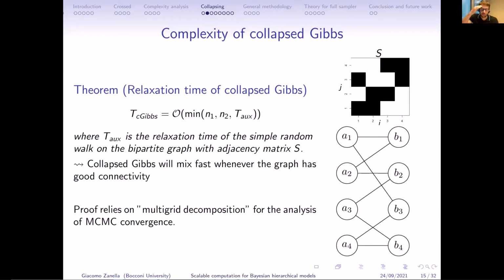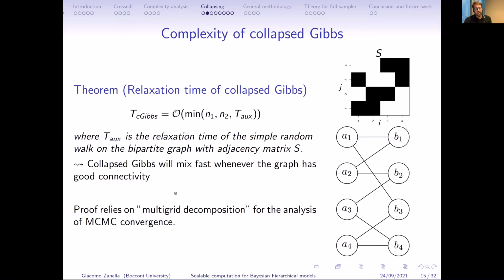And what we can show is that the relaxation time of collapsed Gibbs is of order the minimum between N1 and N2 and this auxiliary relaxation time. N1 again is the number of observations per row and N2 observations per column. And T-aux is the relaxation time of a simple random walk on the conditional independence graph of the parameters, so basically on the bipartite graph between the A_i's and the B_j's. You take the co-occurrence matrix S, which describes the pattern of observed data. This induces a bipartite graph between, say, items and users, and you look at how quickly the random walk mixes on this bipartite graph. You take an item, you go to one of the users who rated the item. From the user, you go to one of the items which was rated, and so on. If this random walk mixes well, then the collapsed Gibbs sampler mixes well. So intuitively, we want this graph S to have good connectivity.